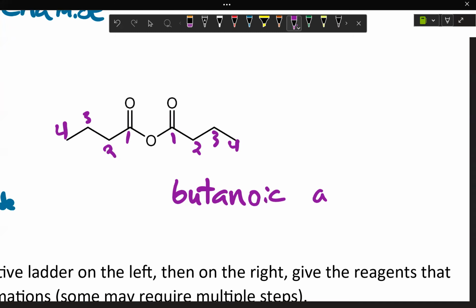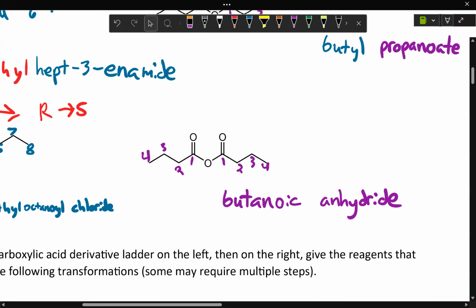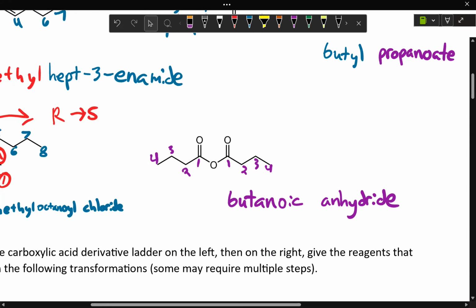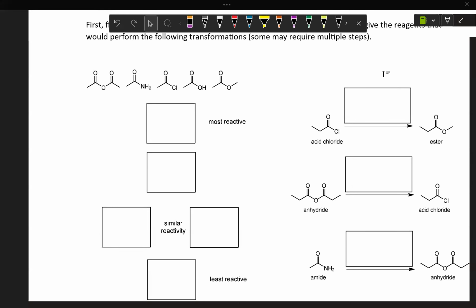And then you finish it with space anhydride. So that would be the full name of that: butanoic anhydride. All right, the next part. First, I wanted you to fill out the carboxylic derivative ladder, and you'll see why. We're going to use that for the part on the right.